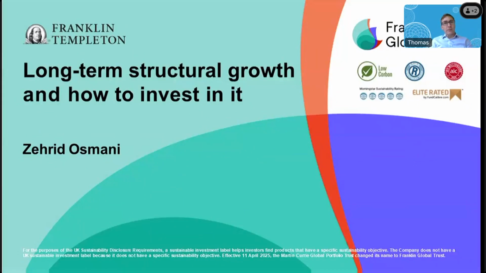Shortly, we'll be hearing from Zered Osmani, manager of Franklin Global Trust. This is a trust that you may have known as Martin Currie Global Portfolio, but was renamed earlier this year. This reflects a reorganization at Franklin Templeton rather than a new manager, and Zed continues to manage the portfolio to the same quality growth strategy.